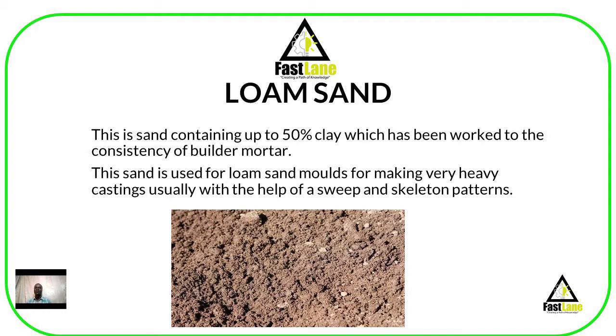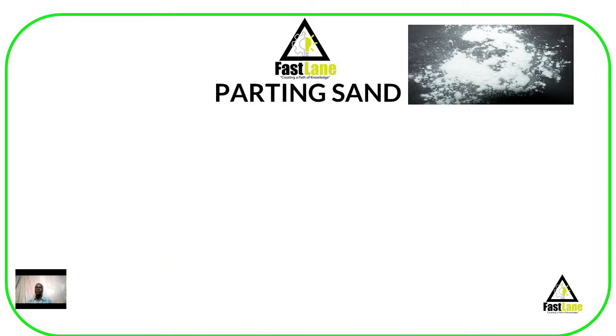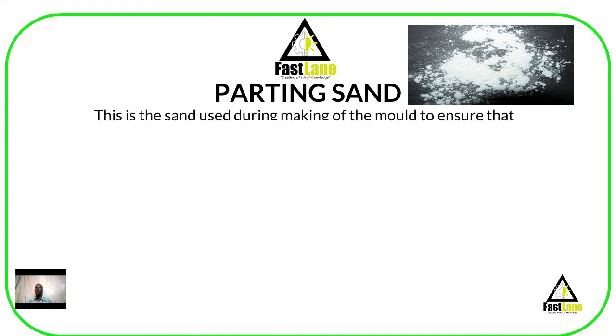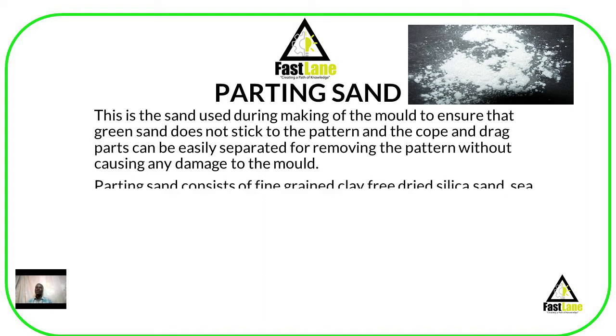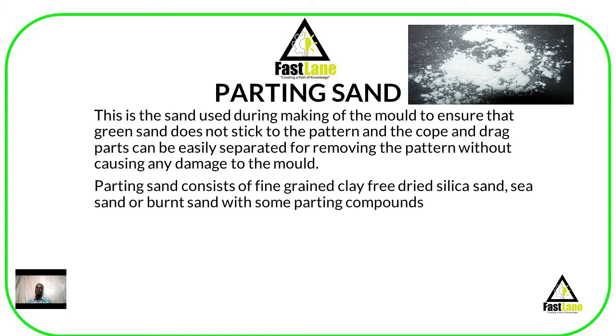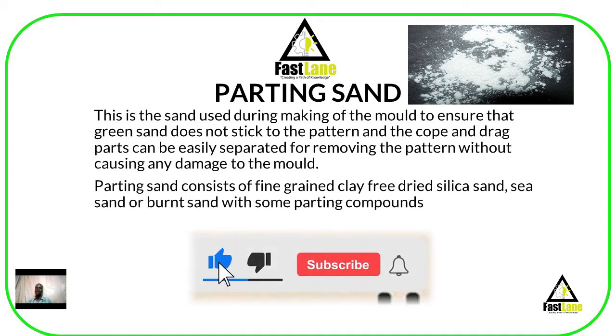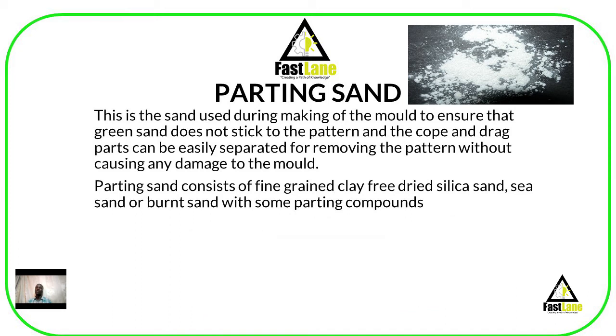Then we have another type of sand, which is the patting sand. What do we call the patting sand? Patting sand is simply the sand used during the making of the mold to ensure that the green sand does not stick to the pattern. We have our flask. The flask comprises the cope and the drag parts. So in order for us to ensure that the cope and the drag can easily be separated when removing the pattern, we incorporate what we call the patting sand.